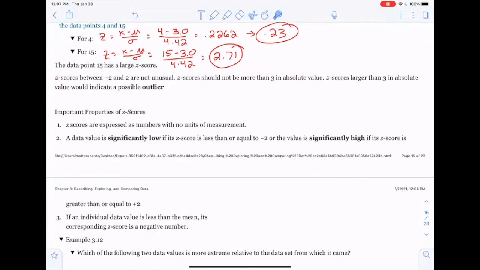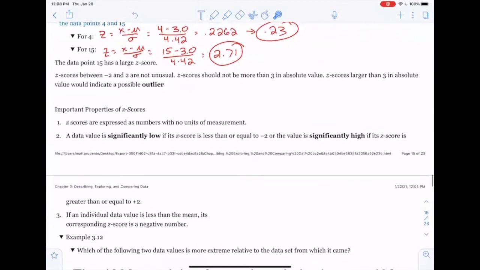So z-scores are expressed as numbers with 2 decimal places. The key is they have no units. They are measured in units of standard deviation, right? So this value is not 2.1 feet or 0.23 inches. It's just a value in a vacuum. Data points or values are significantly low if their z-score is less than -2, like -2.5, -3, or -4. And a value is significantly high if its z-score is greater than or equal to +2. We can see that the data point 15 in this example is significantly high because its z-score is greater than 2.